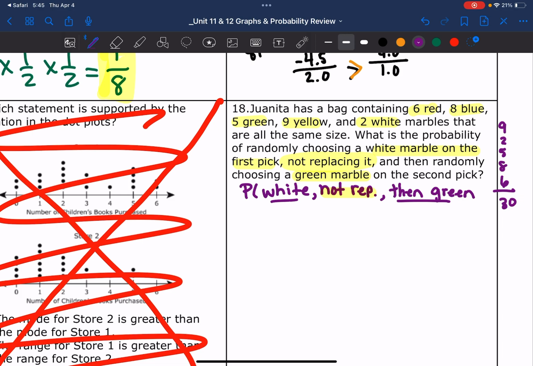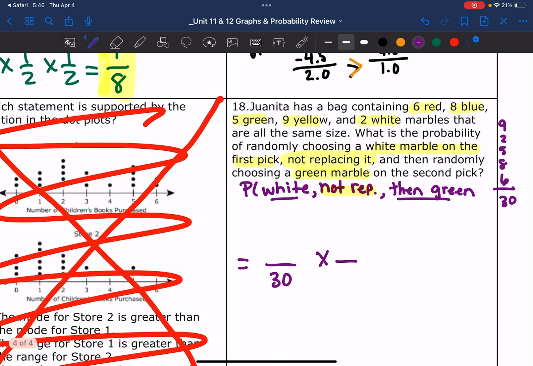So we need two fractions because there are two events. The first fraction is going to have a denominator of 30. It says not replaced, so for the second one I cannot write anything yet. First, I have to find my probability of getting white, and that is going to be 2 out of 30. The second thing is green. The numerator doesn't get affected; there are still 5 green, but there is no longer 30 because I took one of the whites out because I already picked it. So now that's 29.